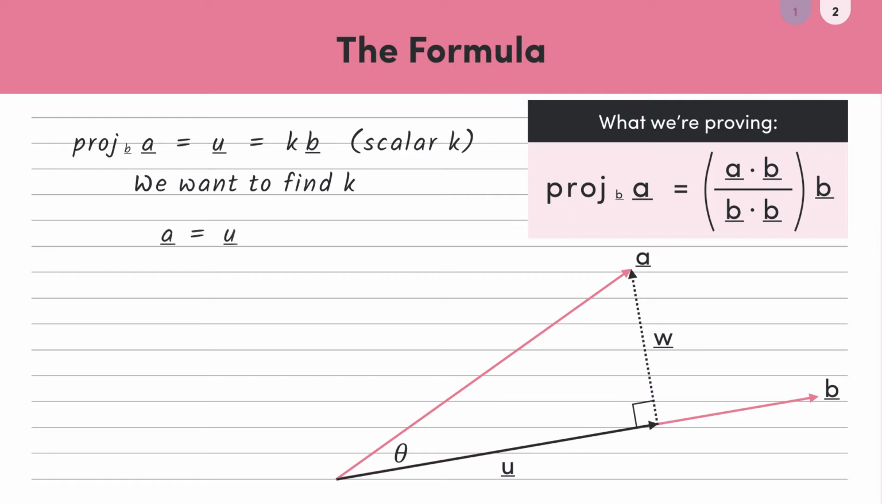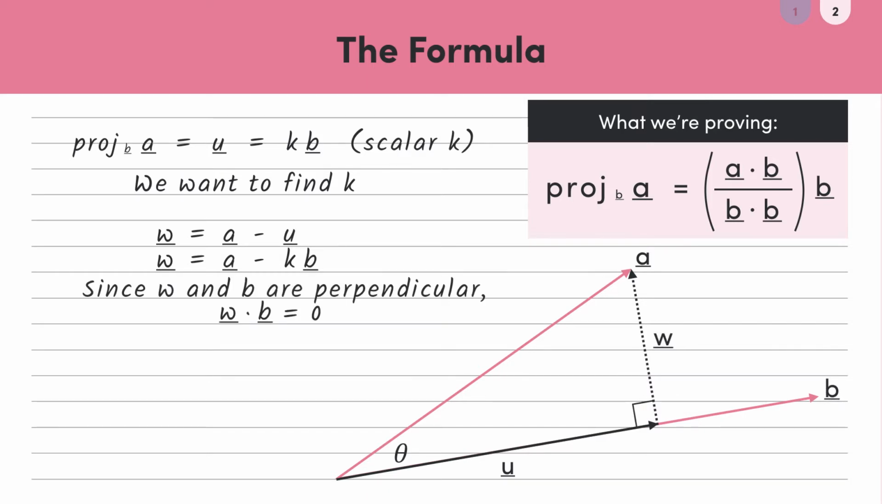Now, since u plus w is equal to our vector a, we can rearrange to make w the subject. And let's sub in that u is equal to k times b. This next step is the cheeky step. We set this all up so that vector w is perpendicular to vector b. Just look at our diagram. And recall that when two vectors are perpendicular, their dot product is 0. So w dot b is 0, or (a minus kb) dot b is 0.